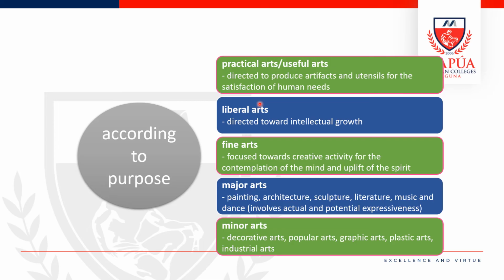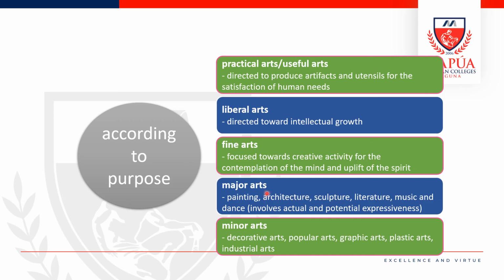Next, liberal arts. Liberal arts are directed toward intellectual growth. So the purpose is to teach man to participate in civic life. Okay, academically, liberal arts are subjects like academic subjects like philosophy, literature, physical sciences. They're like gen ed requirements. On the other hand, fine arts are focused towards creative activity for the contemplation of the mind and to uplift the spirit. Examples are music, theater, visual art, the performing arts.